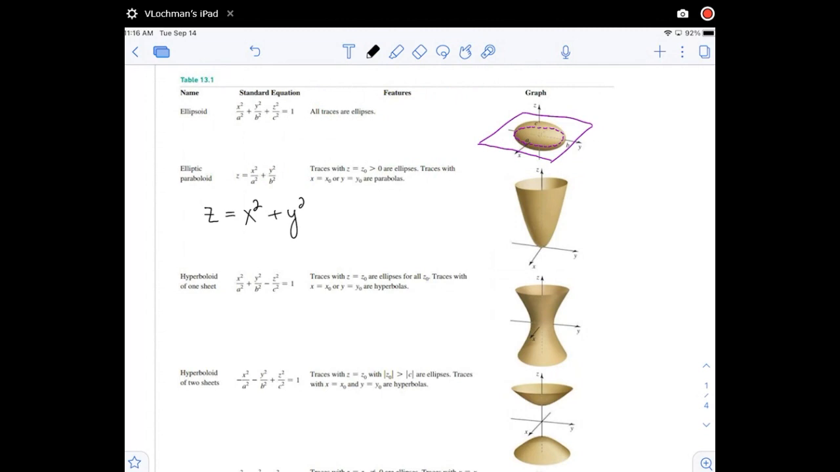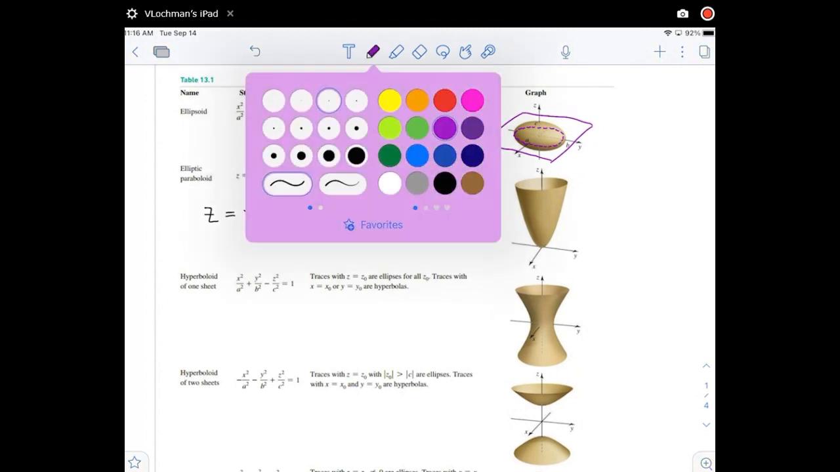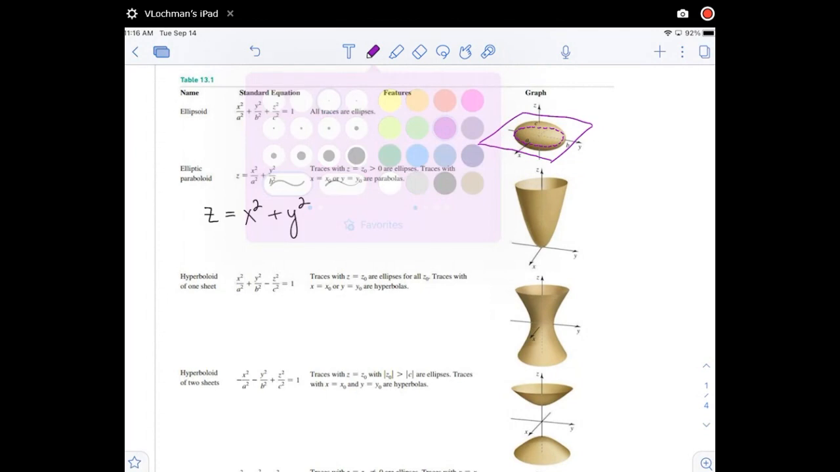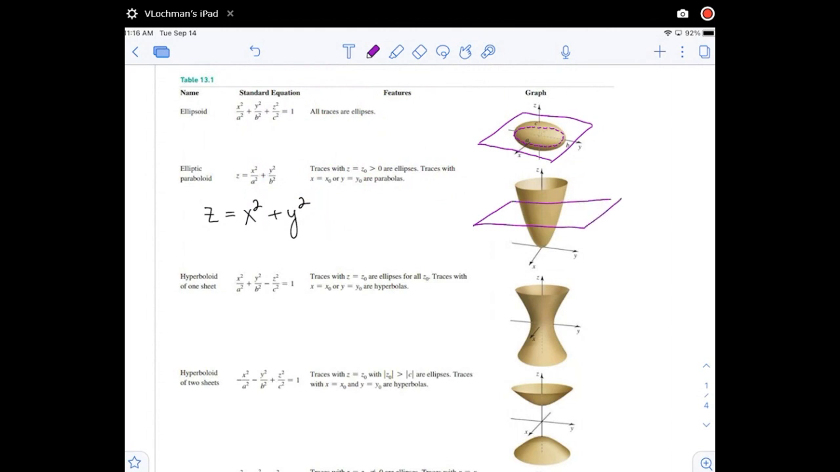But they don't have to be. They can be any non-zero numbers. And what are the traces here? The traces here will be parabolas. So again, you imagine you're cutting your, I'm sorry, these are ellipses. So we're not cutting them in that direction yet. If you cut them with z planes, right? So the horizontal planes, then these intersections right here are ellipses.